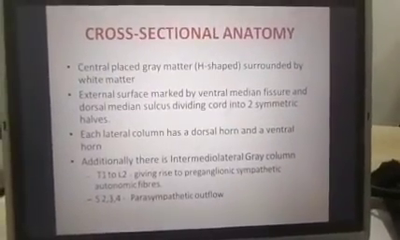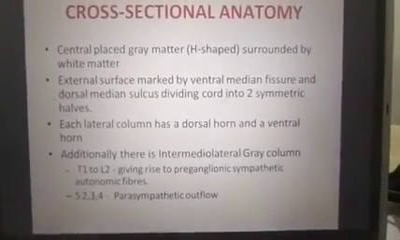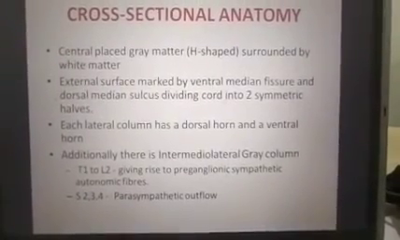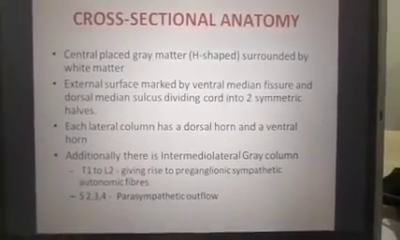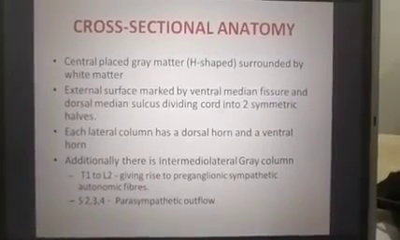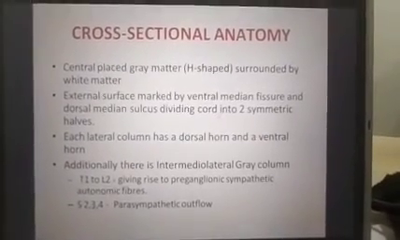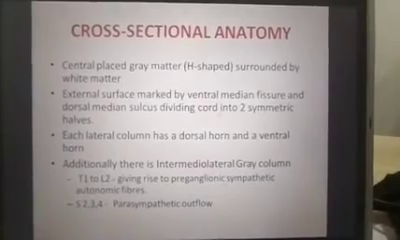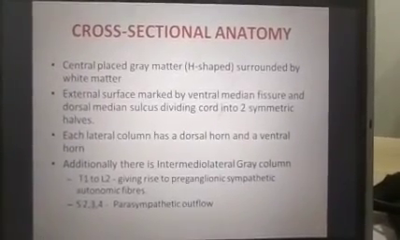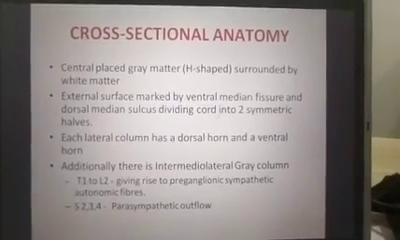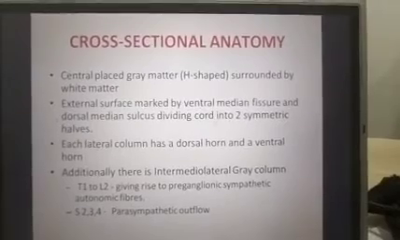So that was about the normal structural anatomy. Now we will see about the cross-sectional anatomy. So centrally there will be grey matter, H-shape, surrounded by the white matter, and the external surface marked by the ventral median fissure and dorsal median sulcus, dividing it into two symmetrical halves.